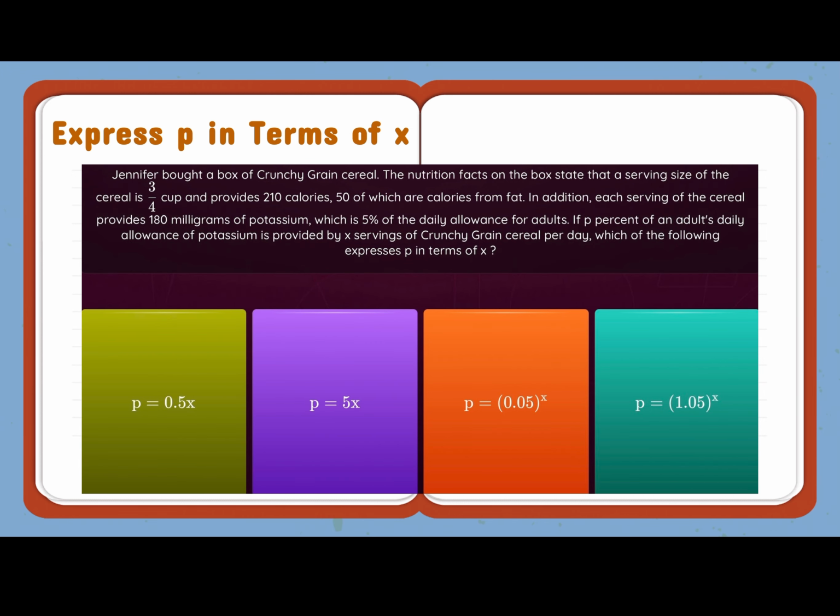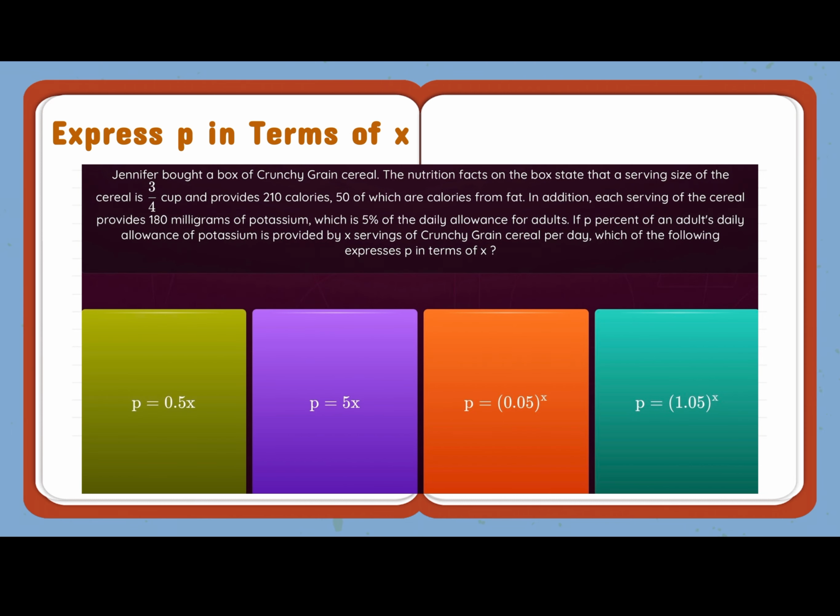So we have this question here, and just reading the last sentence, if P percentage of an adult's daily allowance of potassium is provided by X servings of country grain cereal per day, which of the following expresses P in terms of X? And what you'll notice is that we only need that second and third sentence. The first two actually don't really matter. We only need that 180 milligrams of potassium is 5% of the daily allowance for adults.